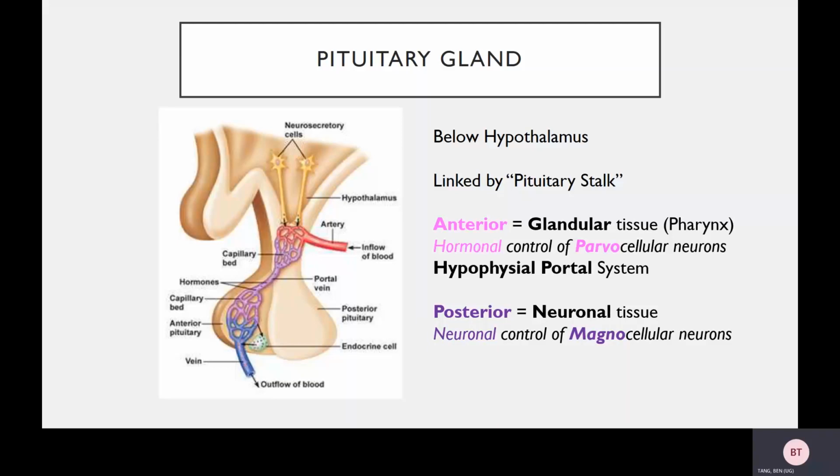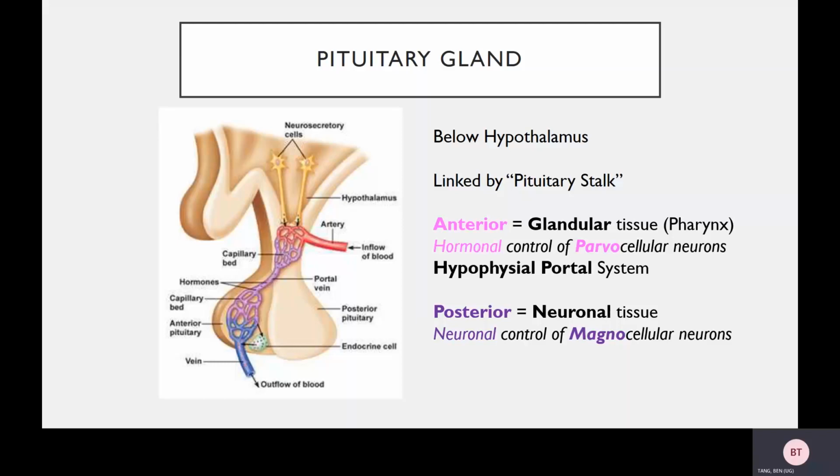Therefore, there's an inflow of blood and an outflow of blood. And blood itself helps carry hormones, right? And therefore, you can use that to remember that the anterior pituitary gland is under hormonal control that acts on the parvocellular neurons, right? The actual blood flow system is itself called the hypophyseal portal system.